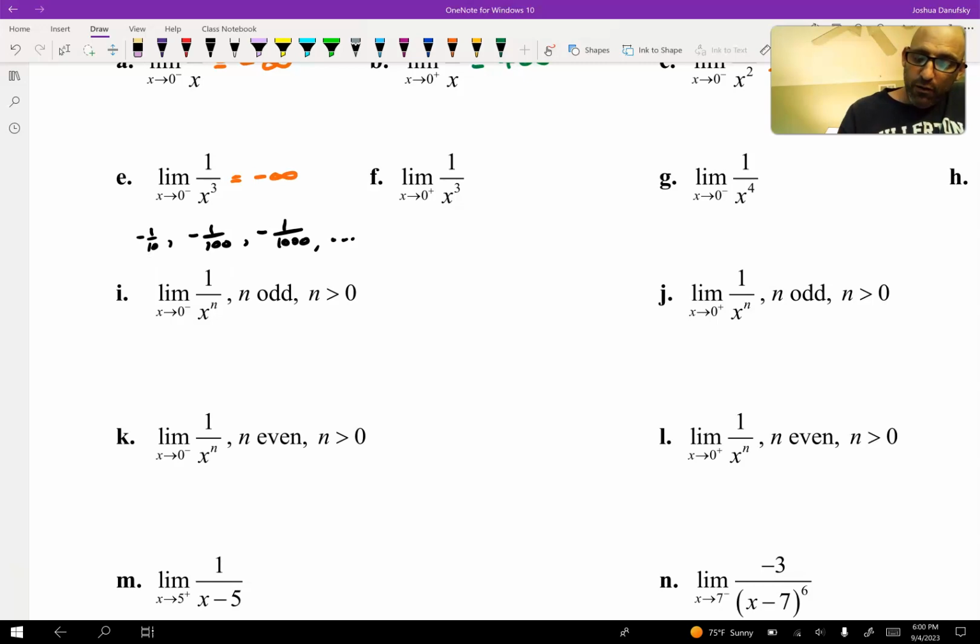If we approach on the next one, we approach 0 from the positive side, right? That makes all of these guys positive, and we're going to end up with a positive constant over positive close to 0. That's going to go to positive infinity, and I'll show you the graph of that in just a moment.